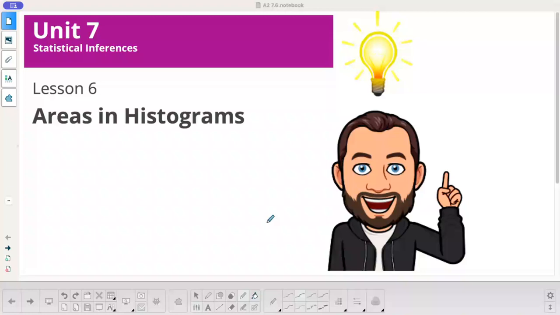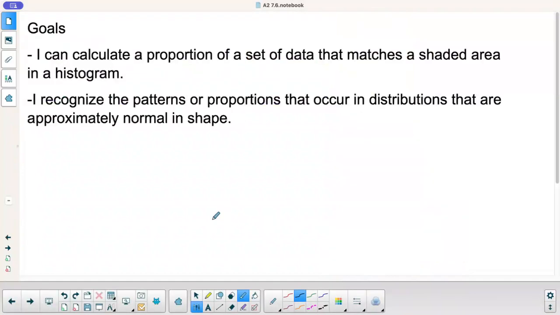Illustrative Math, Algebra 2, Unit 7, Lesson 6 is called Areas in Histograms. All right, our goals are: I can calculate a proportion of a set of data that matches a shaded area in a histogram, and I recognize the patterns or proportions that occur in distributions that are approximately normal in shape.